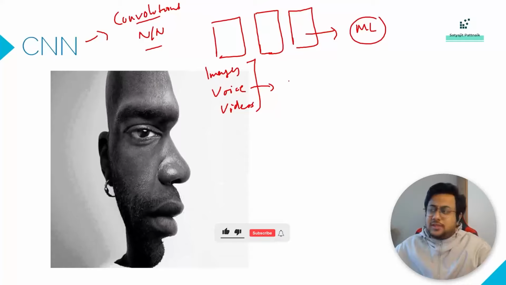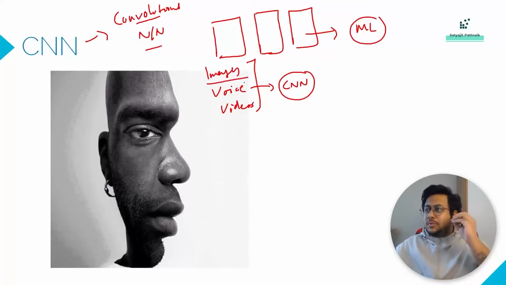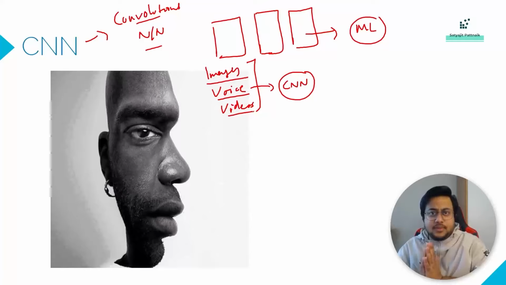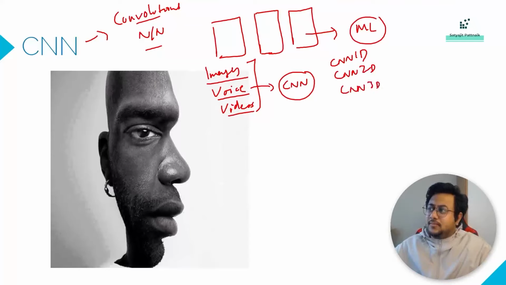Who will be able to solve them? You would need CNN for that, convolutional neural network. So it could be images, voices or videos. We need CNN, convolutional neural network. There are majorly three types of CNN. One is going to be CNN 1D, one is CNN 2D, and one is CNN 3D.